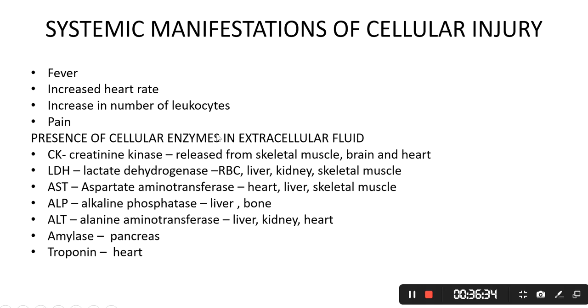What are the enzymes which also help us in knowing that the cells are dying? There are enzymes like CK, creatine kinase. If there is any injury to the skeletal muscle or the brain or the heart, then the CK enzyme is elevated. LDH is the most non-specific enzyme, and it is always raised if there is some injury going on. AST is limited to your heart, liver and skeletal muscle. ALP is related to the liver and bone. ALT is related to the liver, kidney and heart. Amylase is related to the pancreas. Troponin is related to the heart.